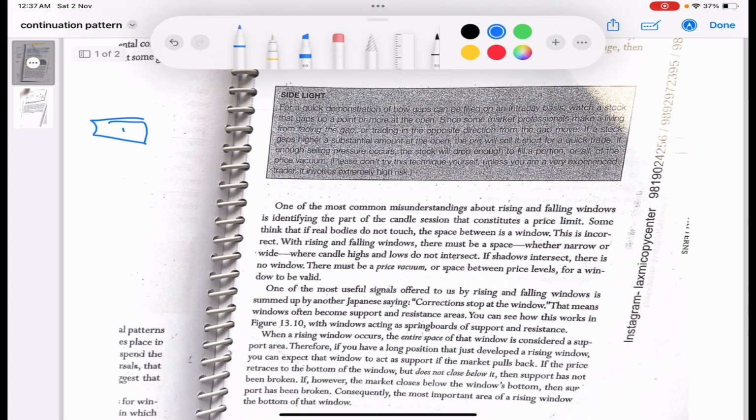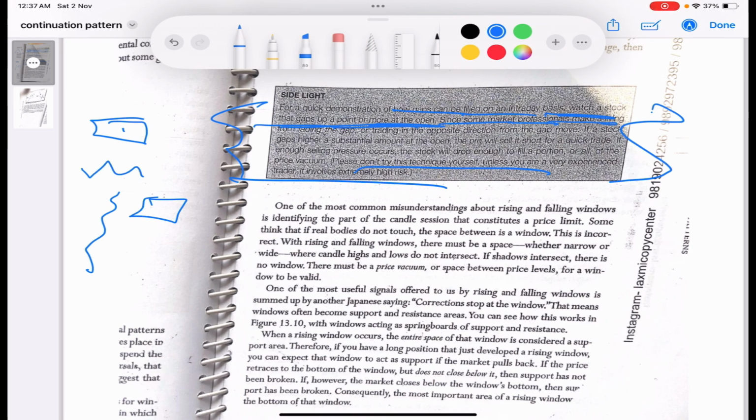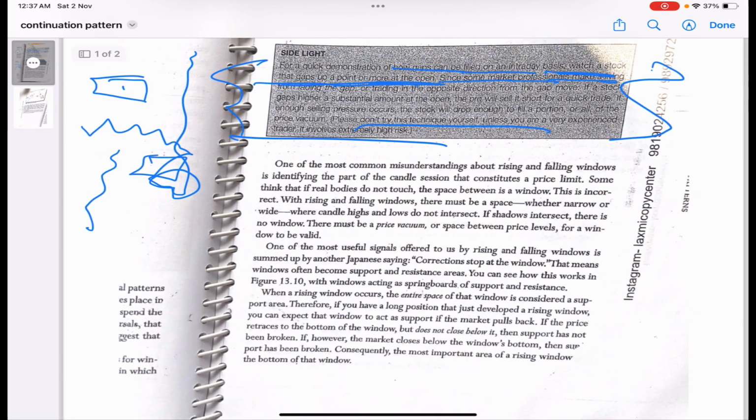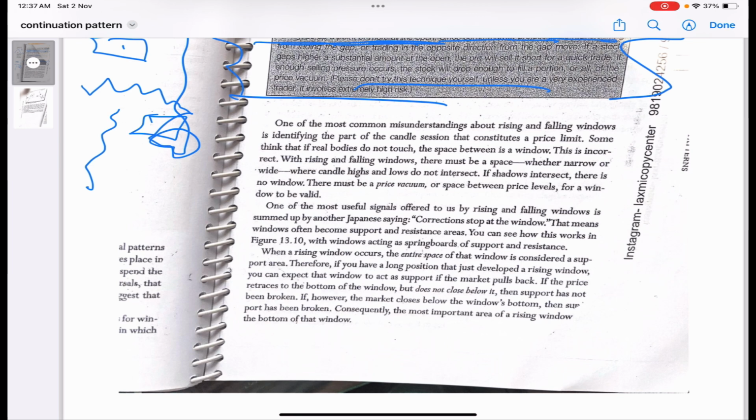For a quick demonstration of how gaps can be filled on an intraday basis, watch a stock that gaps up a point or more at the open. Sometimes what happens is that if the market opens gap up, then the price comes down, fills the gap, and then continues going up. So that is something which keeps happening. But don't trade in the direction of filling the gap. Just keep in mind that such a possibility can happen. So maybe you can wait for the price to eventually clear the gap, and then you can enter into the position. That's the only reason you need to know about it, and it's not for you to take a trade to fill the gap. That isn't something you should be doing.